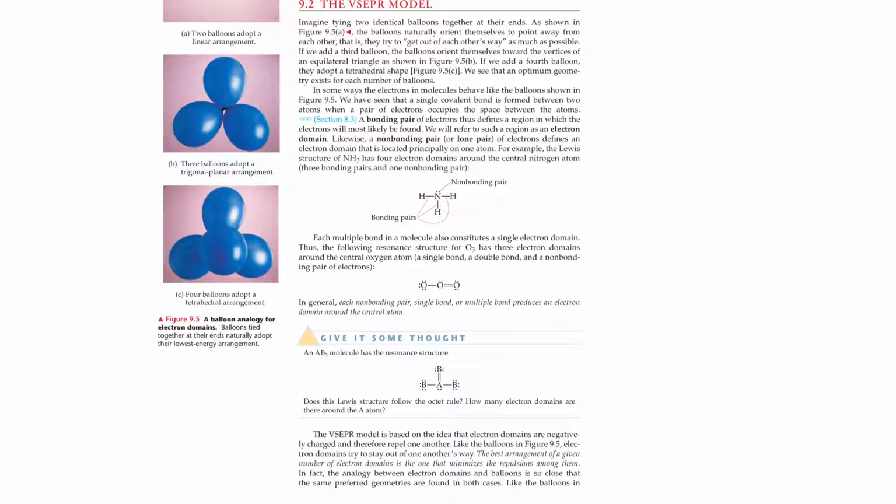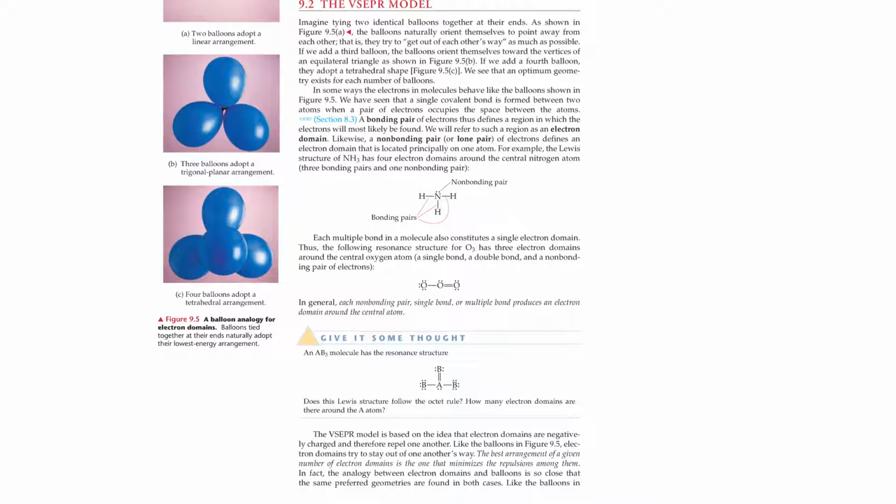For example, the Lewis structure of ammonia has 4 electron domains around the central nitrogen atom, 3 bonding pairs and 1 non-bonding pair. Each multiple bond in a molecule also constitutes a single electron domain. Thus, the following resonance structure for ozone has 3 electron domains around a central oxygen atom: a single bond, a double bond, and a non-bonding pair of electrons. In general, each non-bonding pair, single bond, or multiple bond produces an electron domain around the central atom.